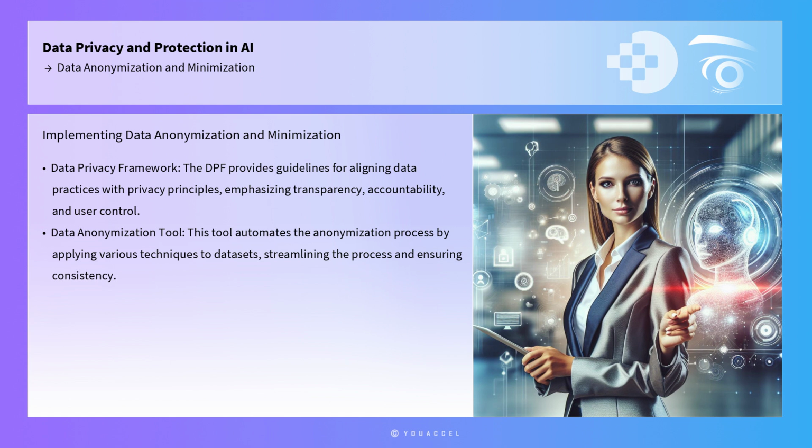One practical framework for implementing data anonymization and minimization is the Data Privacy Framework. The DPF provides guidelines for aligning data practices with privacy principles, emphasizing transparency, accountability, and user control. Within this framework, organizations can employ tools such as the Data Anonymization tool, which automates the anonymization process by applying various techniques to datasets. This tool not only streamlines the anonymization process, but also ensures consistency and compliance with privacy standards.